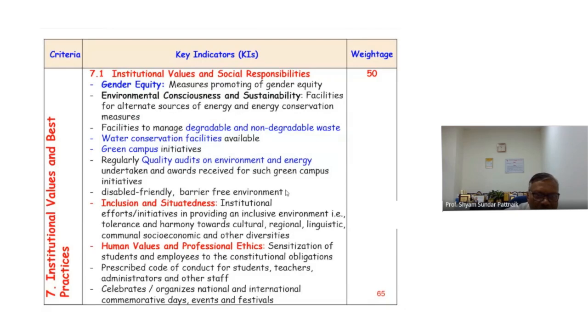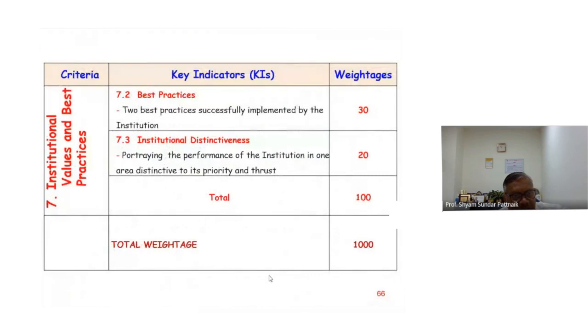Then when it comes to the values and best practices: gender equality, how environmentally conscious you are, inclusion, and how you are providing an inclusive environment, tolerance, harmony towards cultural, regional, linguistic, communal, socio-economic and other diversities, human values. And now since the Indian knowledge system is part of that, it will be falling under this category also. So you have to take care of that.